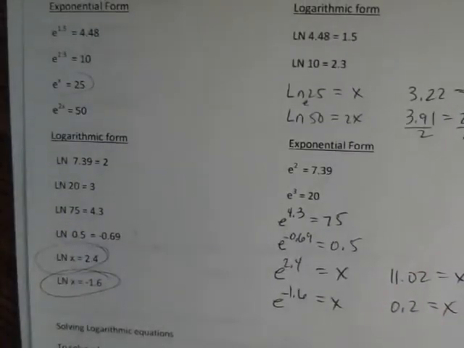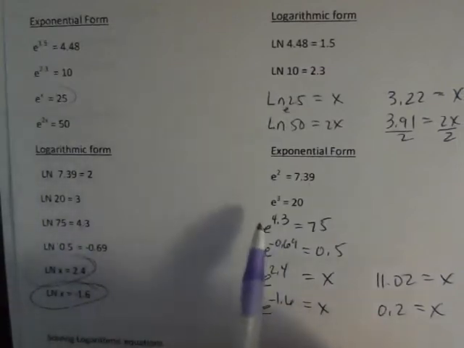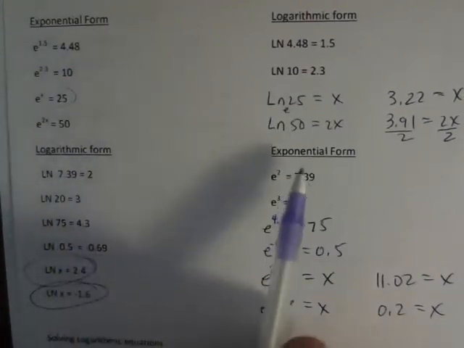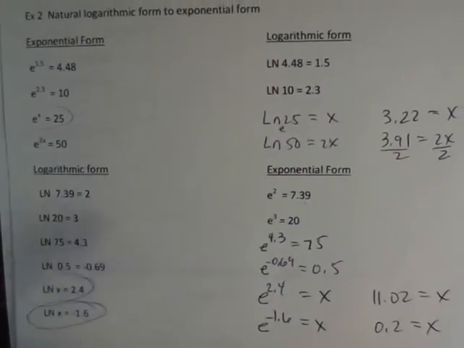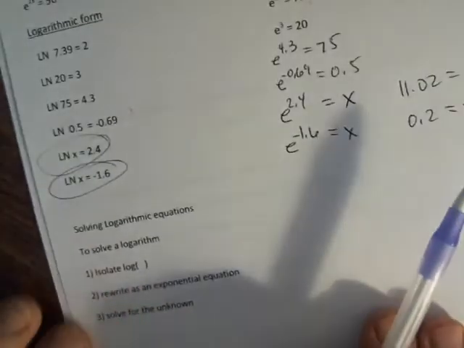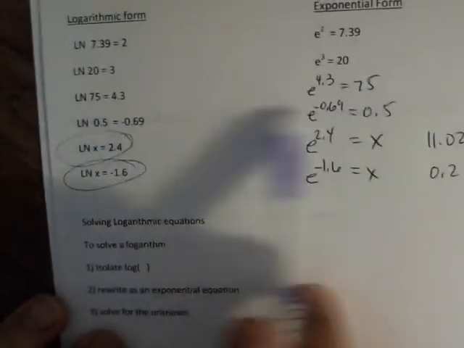Okay, so the first thing you've got to do is identify your base, your exponent, and your number. Change from one form to the other. Do not change from a logarithm to a logarithm. Don't work that way. You change from a logarithm to an exponential, or an exponential to a logarithm, and then proceed.